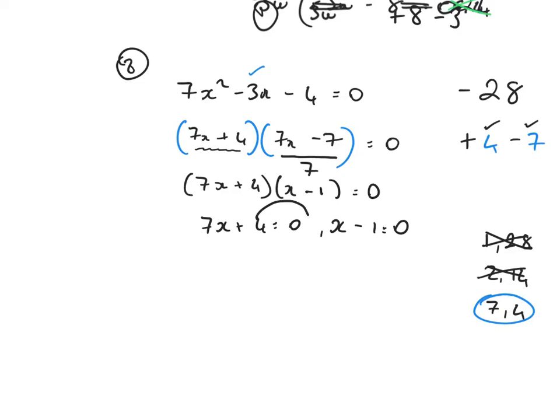Bring the plus 4 over, 7x equals minus 4. Bring the 7 down and divide, and x will be minus 4 over 7. Over here, bring that over, change its sign, x equals 1. Final answer: x equals minus 4 over 7, x equals 1.